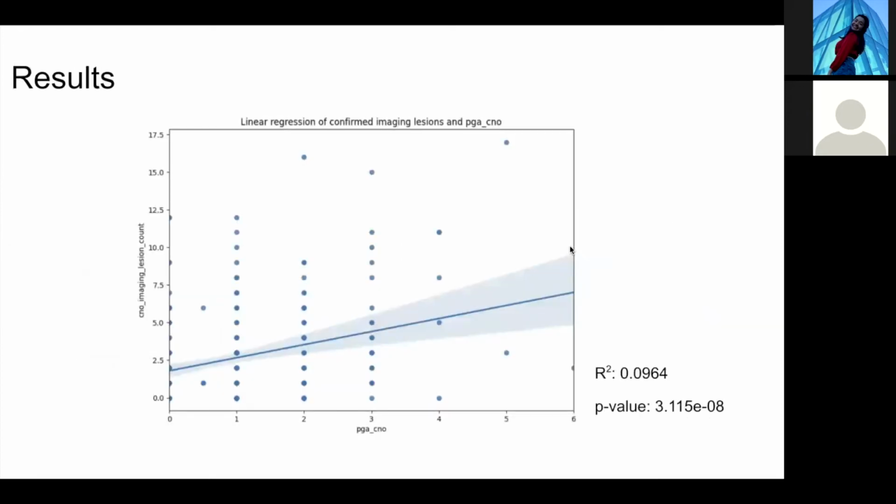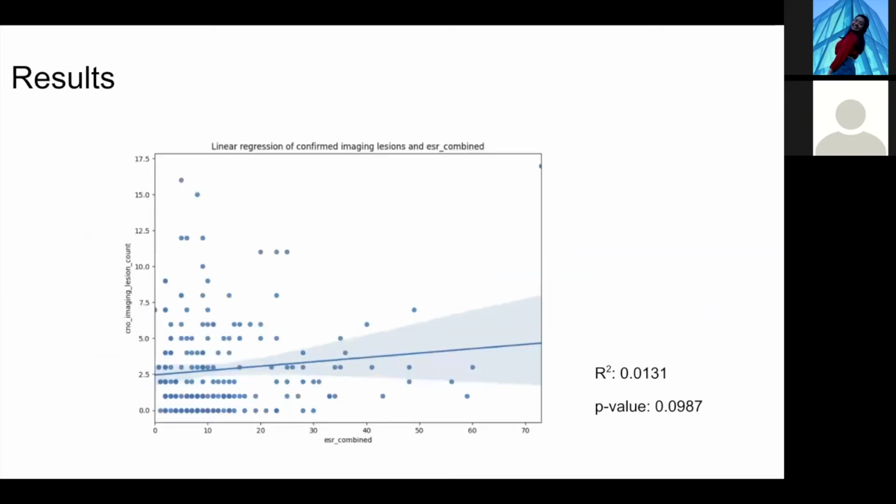Now we'll look closer into the relationships between total lesion count and the three different measurements we are focusing on for this study. First off, between lesion count and PGA score, there's a statistically significant positive relationship between the variables. A higher lesion count results in a higher PGA score. A low R-squared value, though, indicates a weaker fit for our regression line.